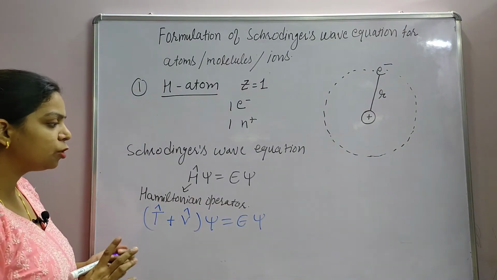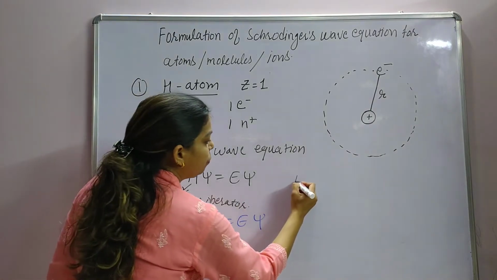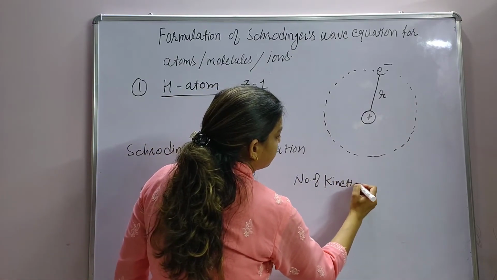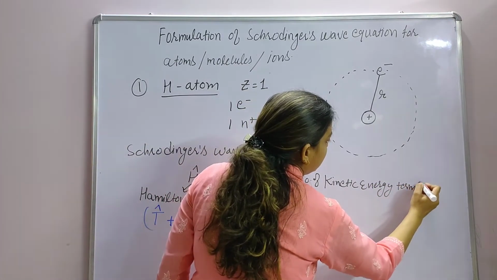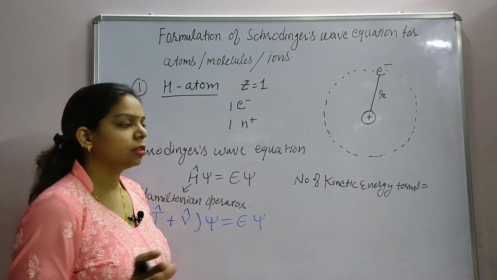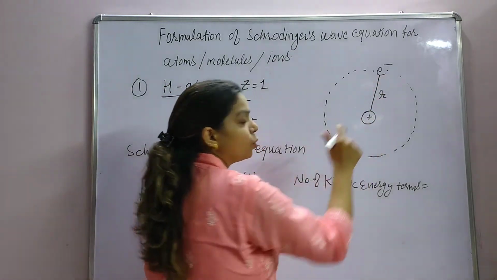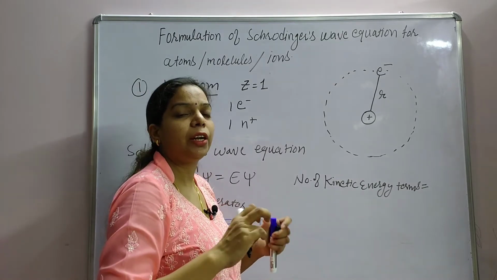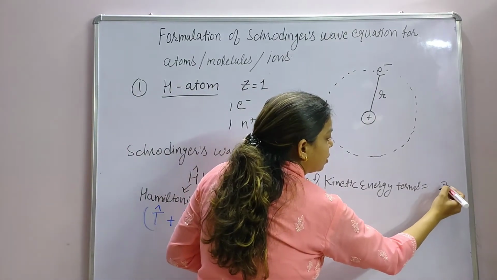Right. First thing to remember in any system is the number of kinetic energy terms will be equal to the number of particles involved. So how many particles are here? We have 1 nucleus and 1 electron, total 2 bodies, 2 particles which can move, which can have their individual kinetic energies. So there will be 2 kinetic energy terms.